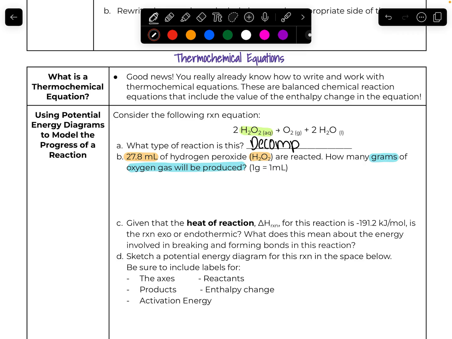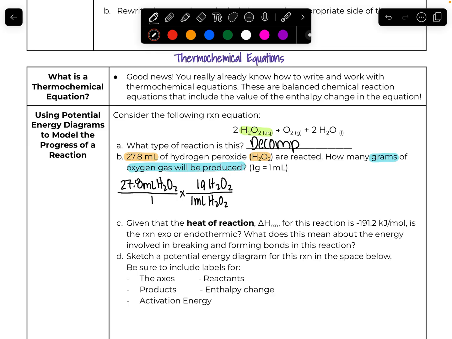Reason why we're starting here is because we need to do a little stoich review for us to be able to do stuff with thermochemical equations. So we're also given the density of hydrogen peroxide. We're told 1 gram is equal to 1 milliliter. So I'm going to start with my 27.8 milliliters of H2O2 because this is my known. At the end of this, I want to end up with grams of oxygen gas. So the first thing I got to do is get this into grams. I'm told that 1 milliliter of H2O2 is 1 gram of H2O2.